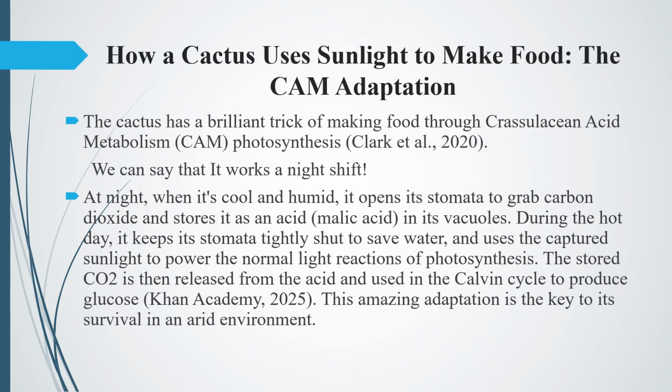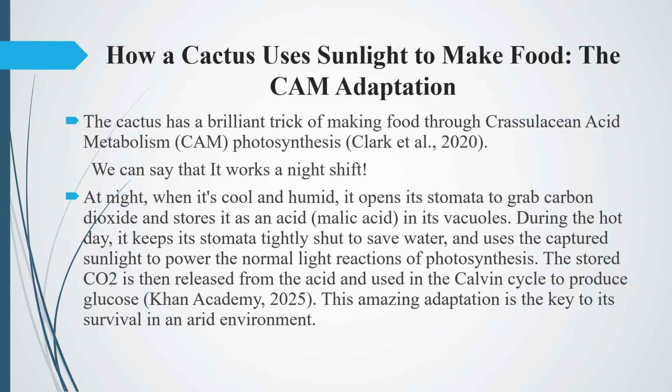Let's now get into how a cactus uses sunlight to make food. We will see that it makes food through crassulacean acid metabolism. This is a brilliant trick used by the cactus. We can say that it works the night shift. The cactus is so unique that it uses this metabolism method for photosynthesis at night.